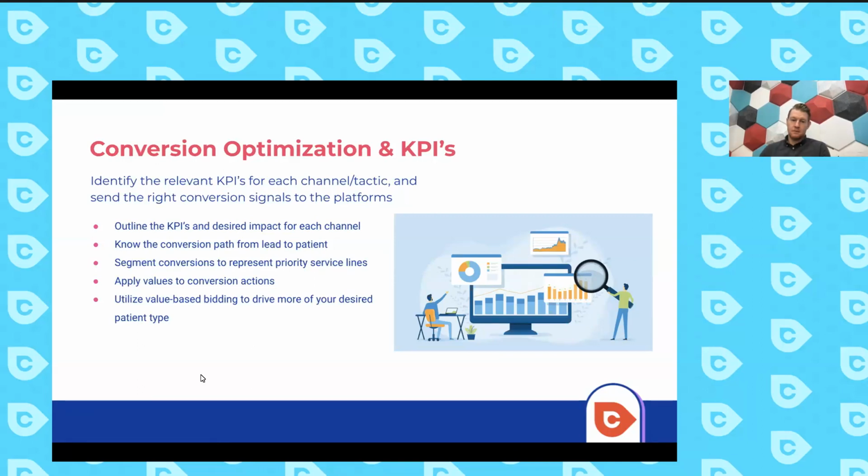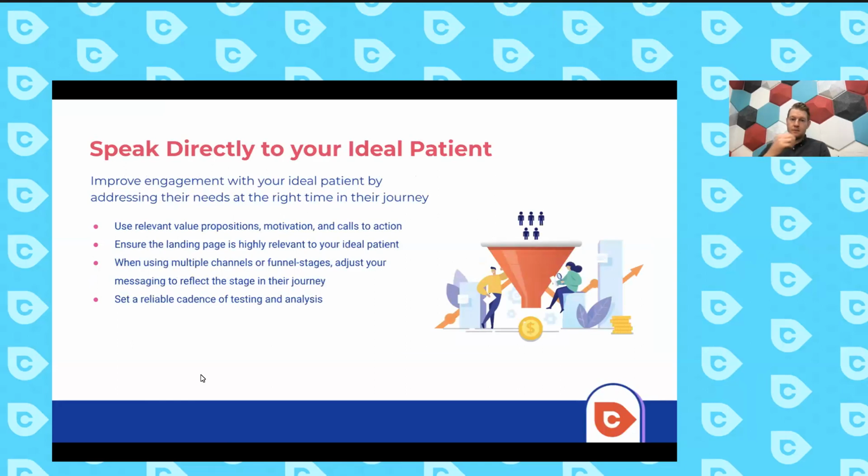And finally, utilizing value-based bidding. When you apply these values to your conversion actions, you can tell the system that this one's more valuable. They will optimize towards driving this lead type for this patient type more frequently, and ultimately give you a higher ROI.